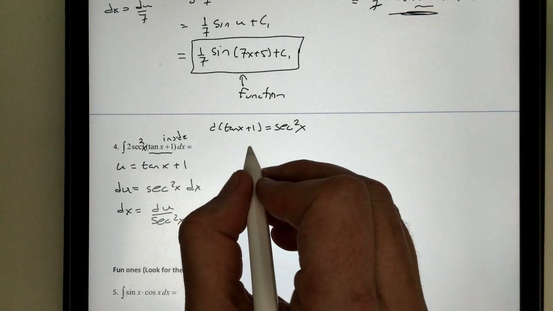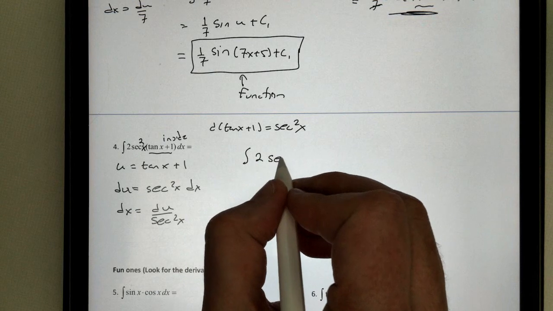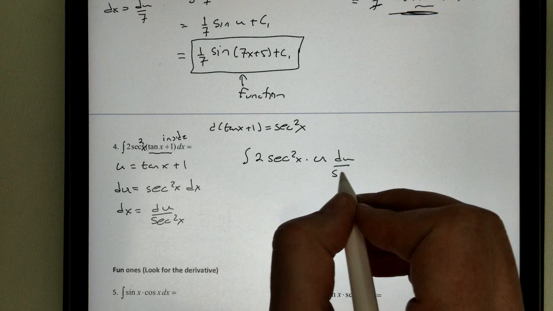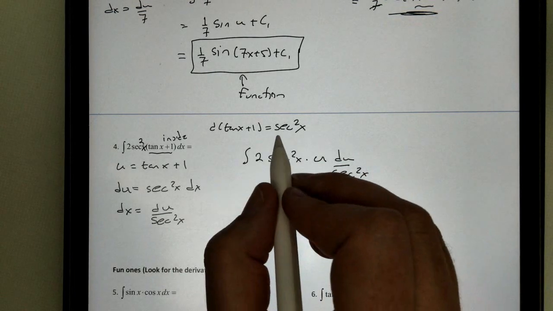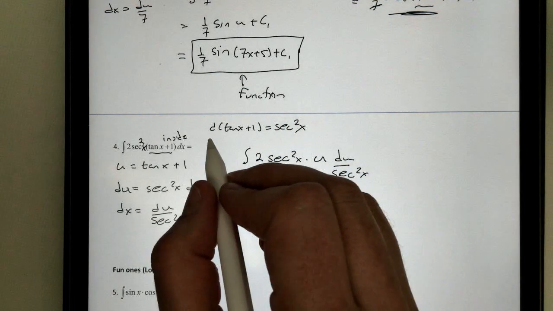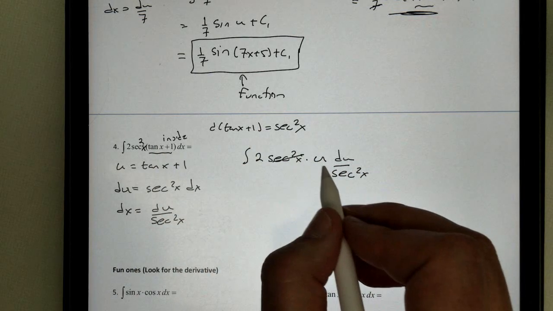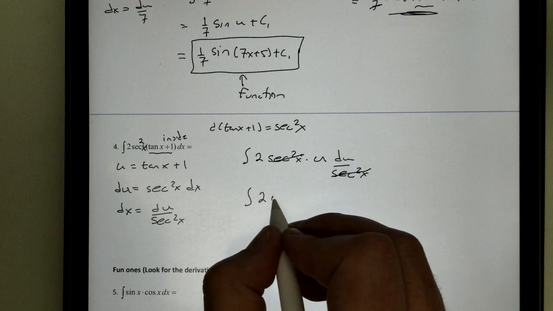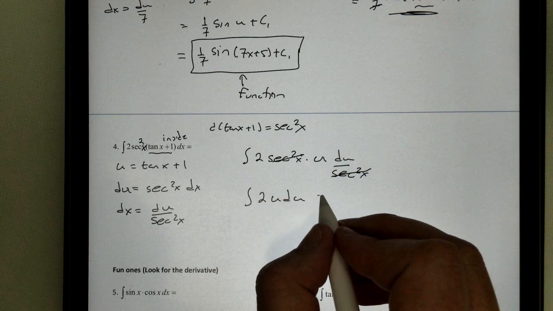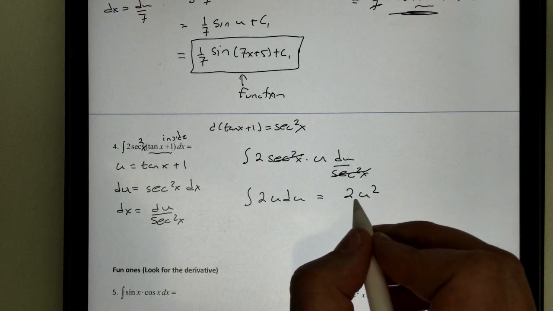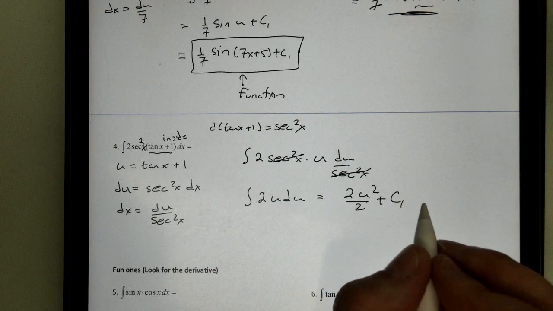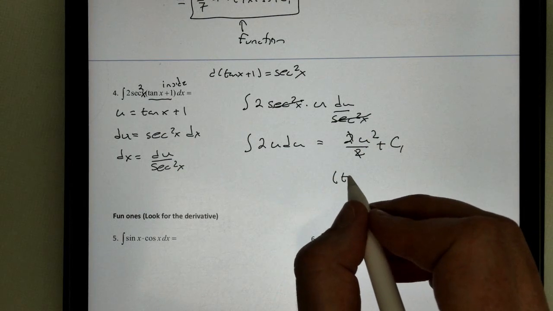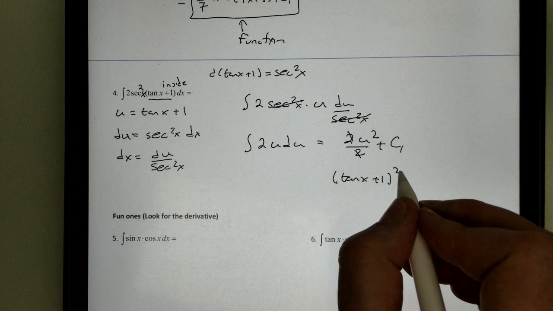So when we write our integral, we're going to have this 2 secant squared of x times u du over secant squared of x. And notice those insides are always going to cancel. That derivative of the inside should cancel with the derivative with the outside function right there. And what we're left with is 2u du. And when we integrate that, we get 2u squared over 2 plus c1. Of course, the 2's cancel, and I can replace u with tangent of x plus 1, squared, plus your constant of integration right there.